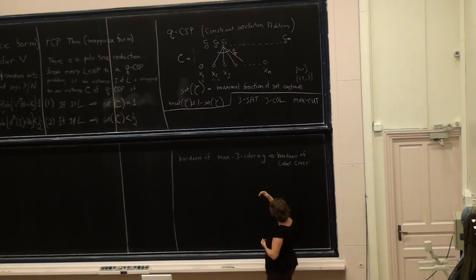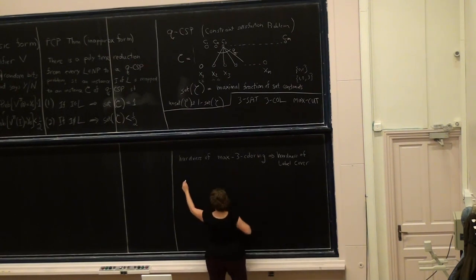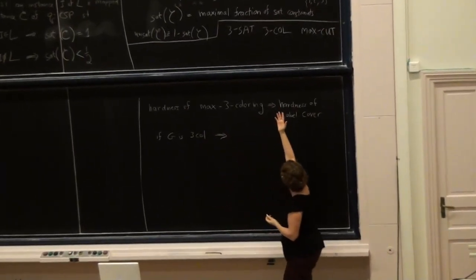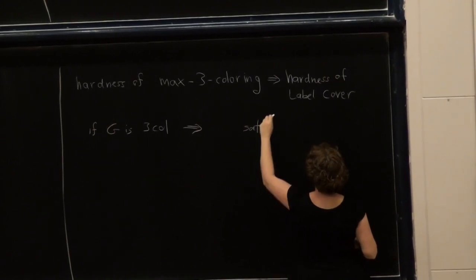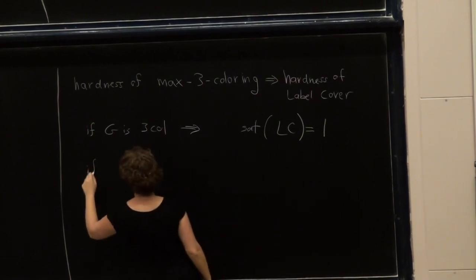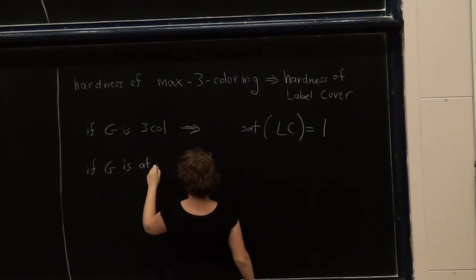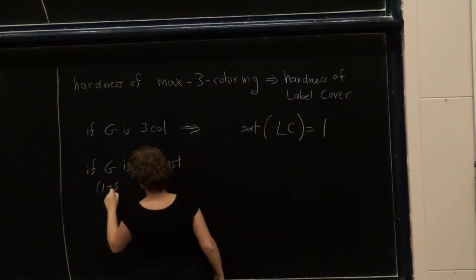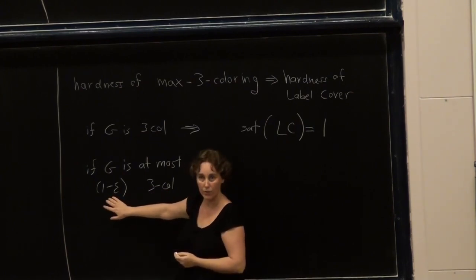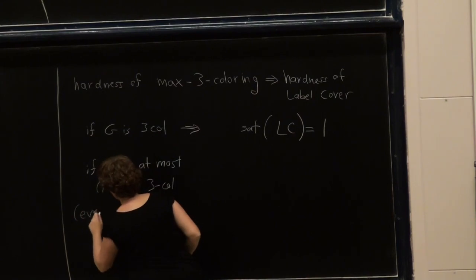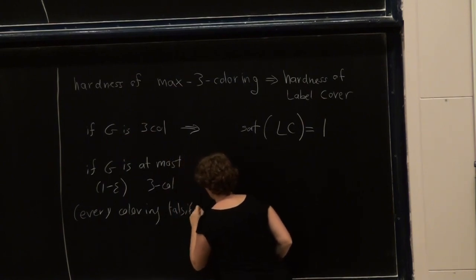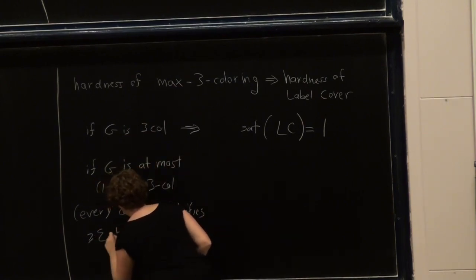So just see that if G is 3-colorable, then of course all of the constraints are satisfiable. Then the SAT value of the label cover instance is 1. And what happens if G is at most, say, 1 minus epsilon 3-colorable, meaning every coloring falsifies at least epsilon of the edges? Let me write it. Every coloring falsifies at least epsilon of the edges.